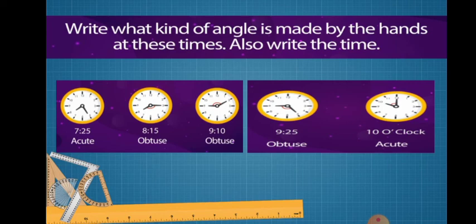Also write the time. So when the time is 7:25, it makes an acute angle. At 8:15, the hands of the clock make an obtuse angle. At 9:10, the hands of the clock make an angle above 90 degrees, so it is an obtuse angle. And at 9:25, it makes an obtuse angle. And at 10 o'clock, it makes an acute angle.